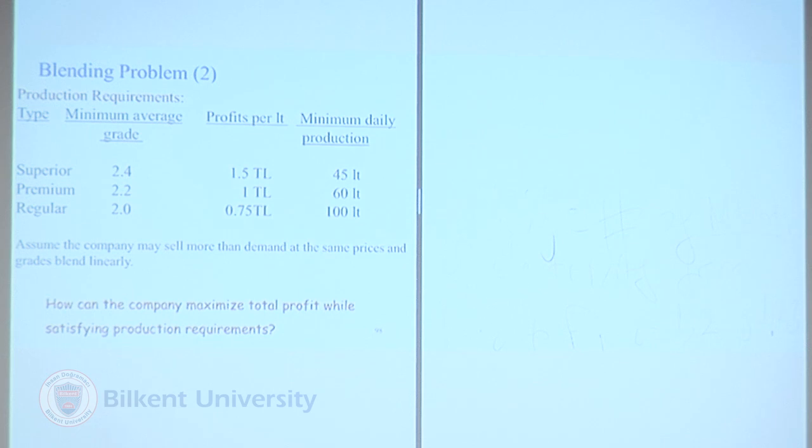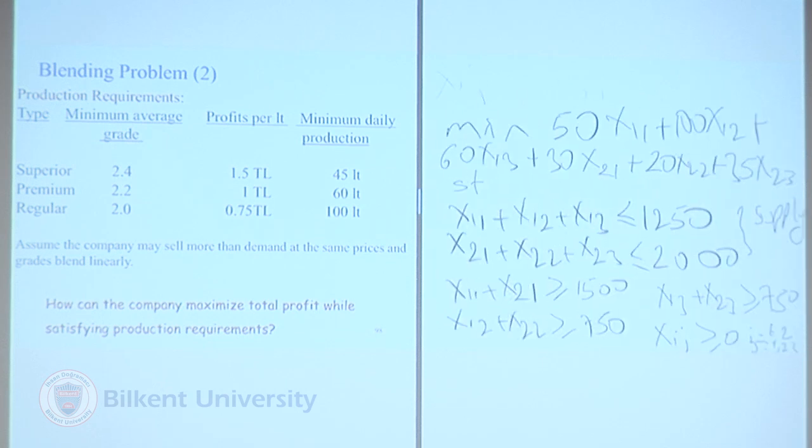So, now if you think about the constraint for premium oranges while I'm cleaning my board. What is the constraint for premium orange juice?